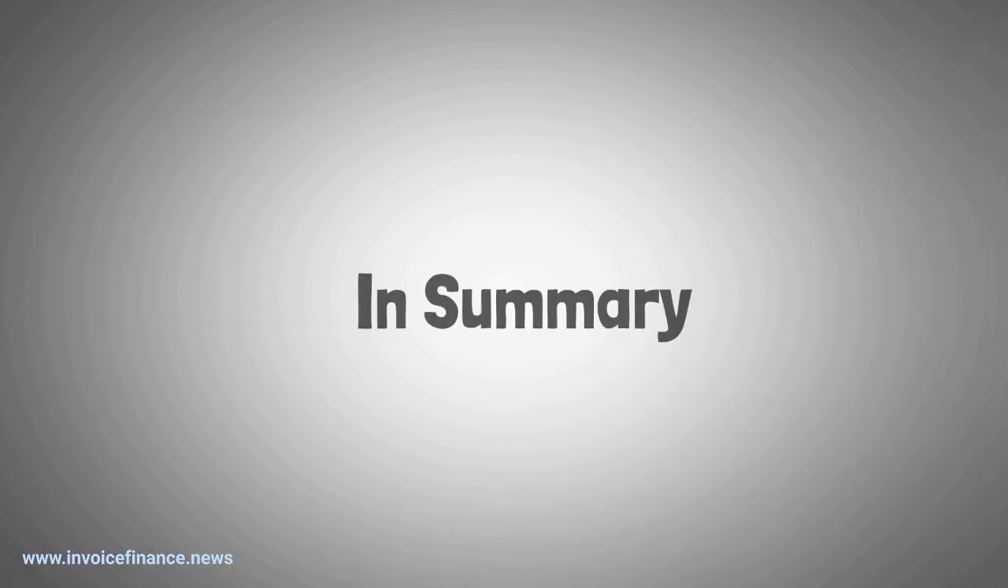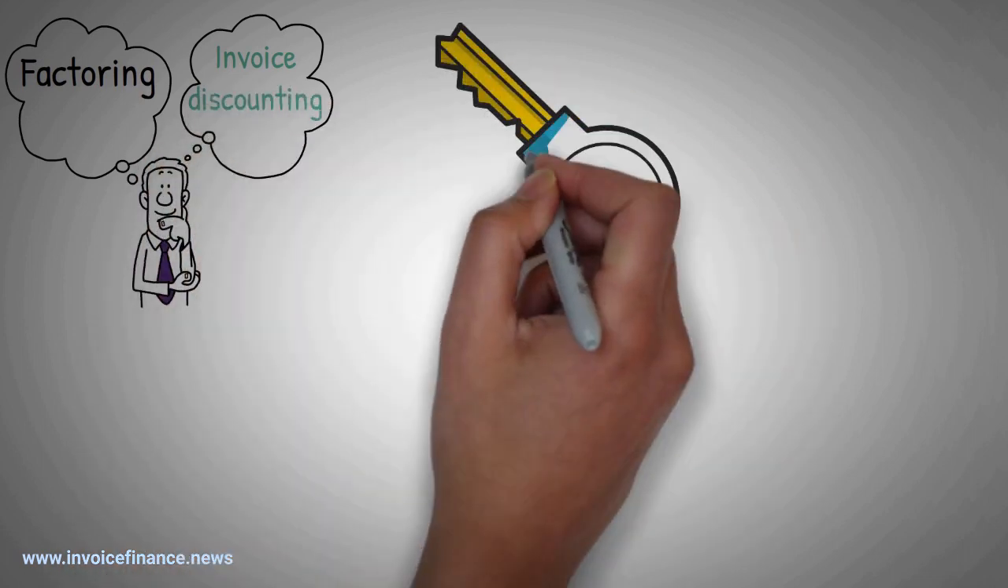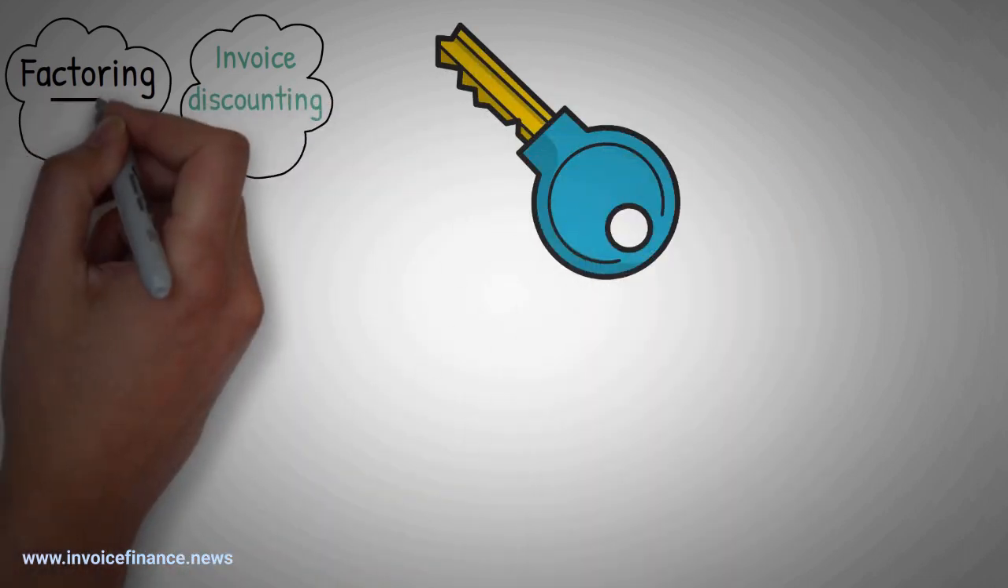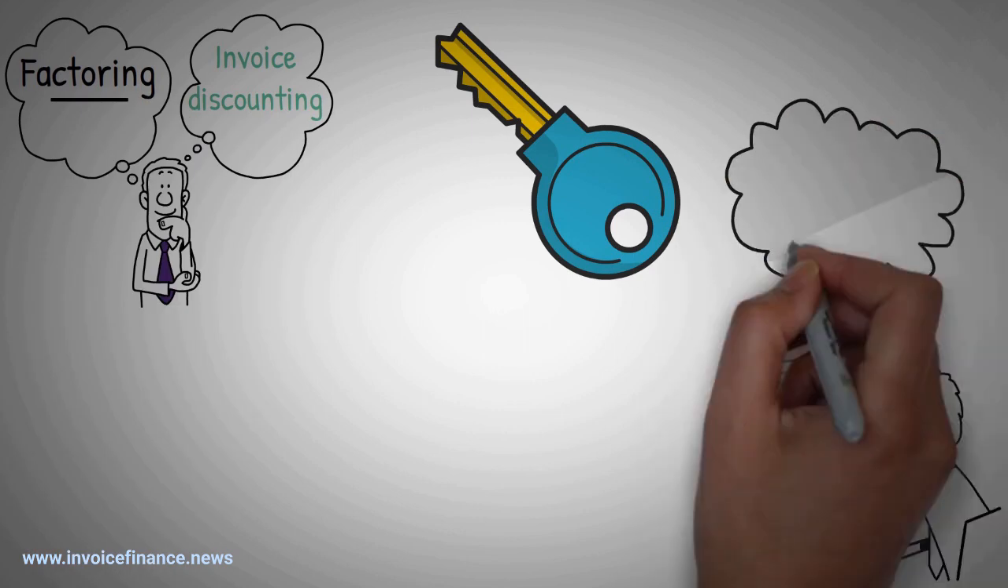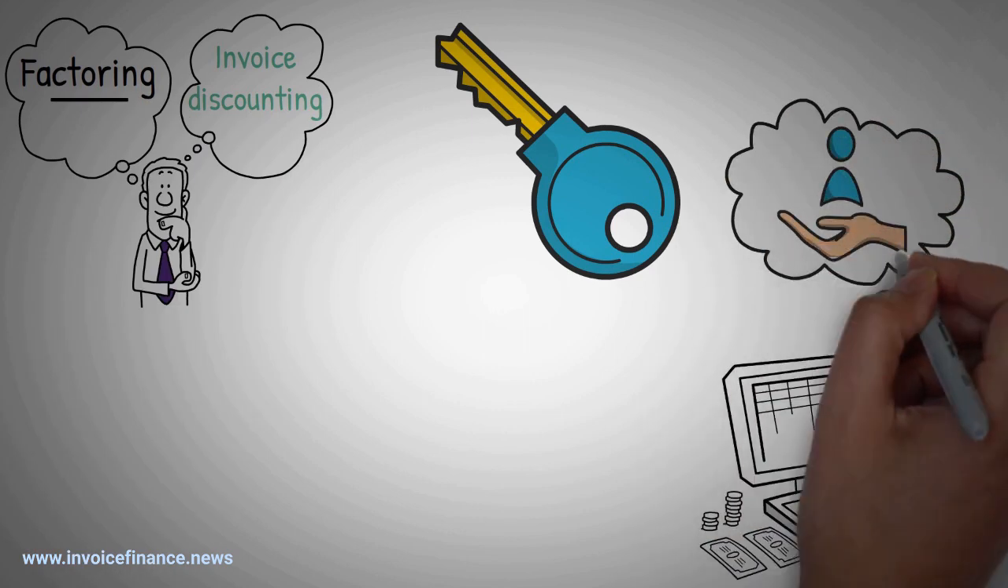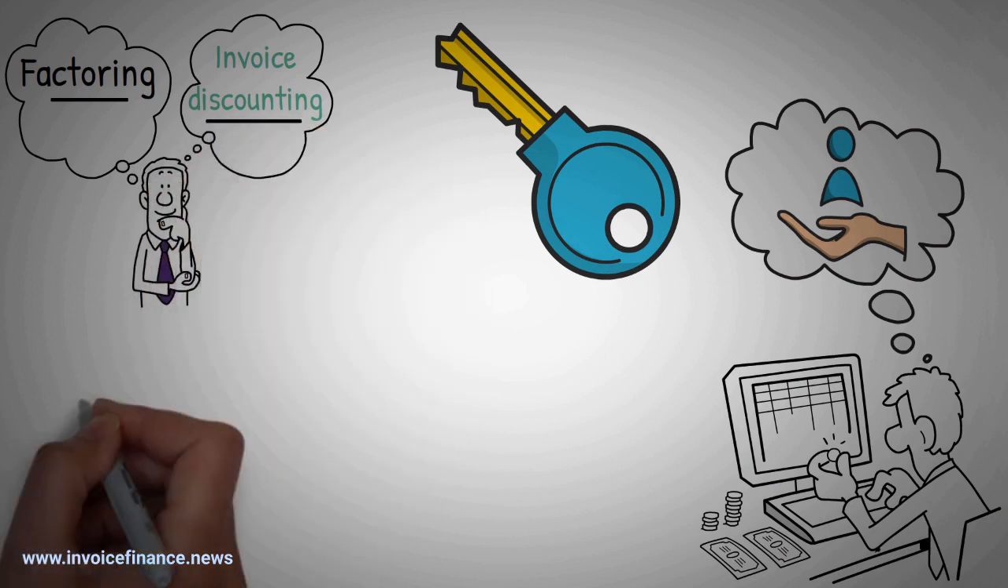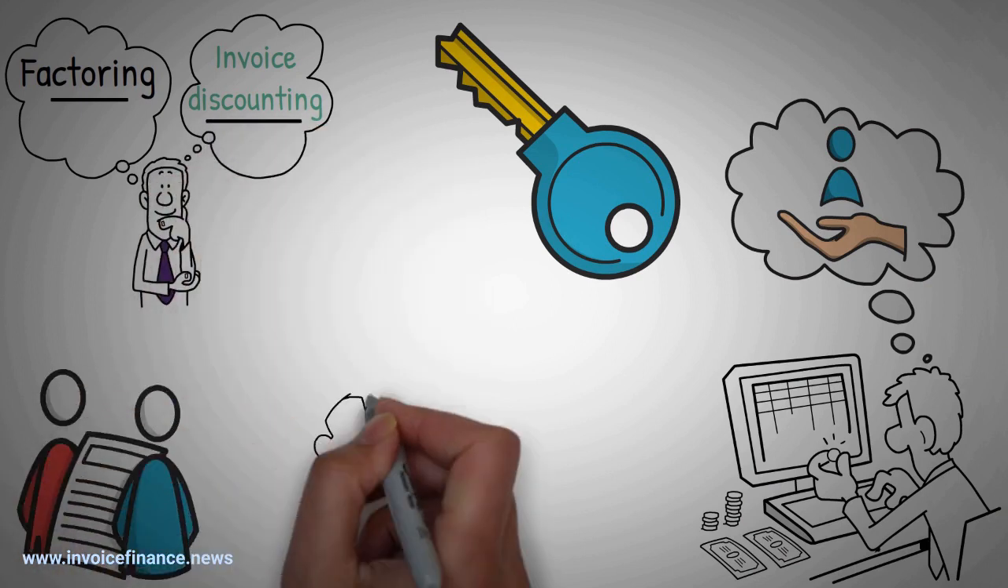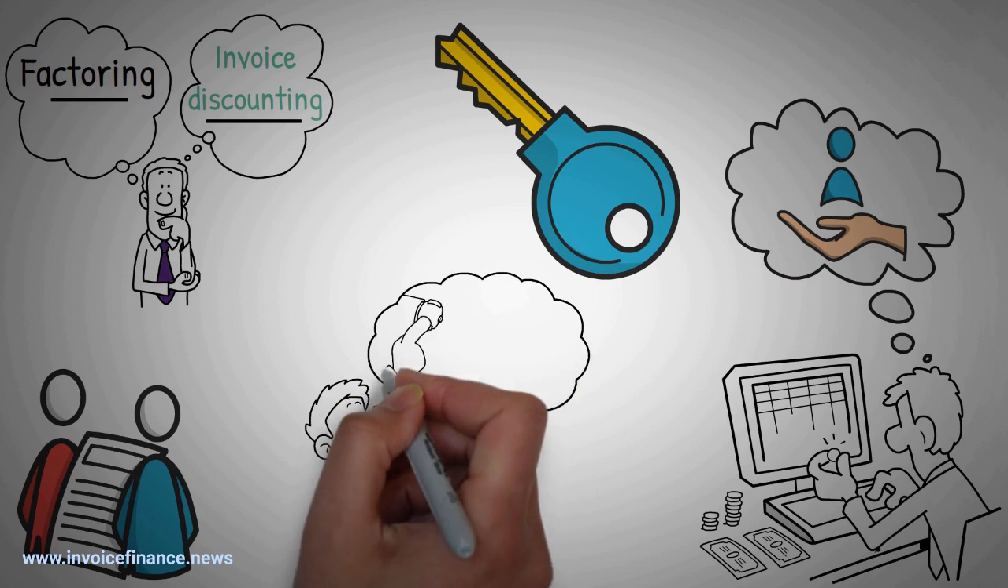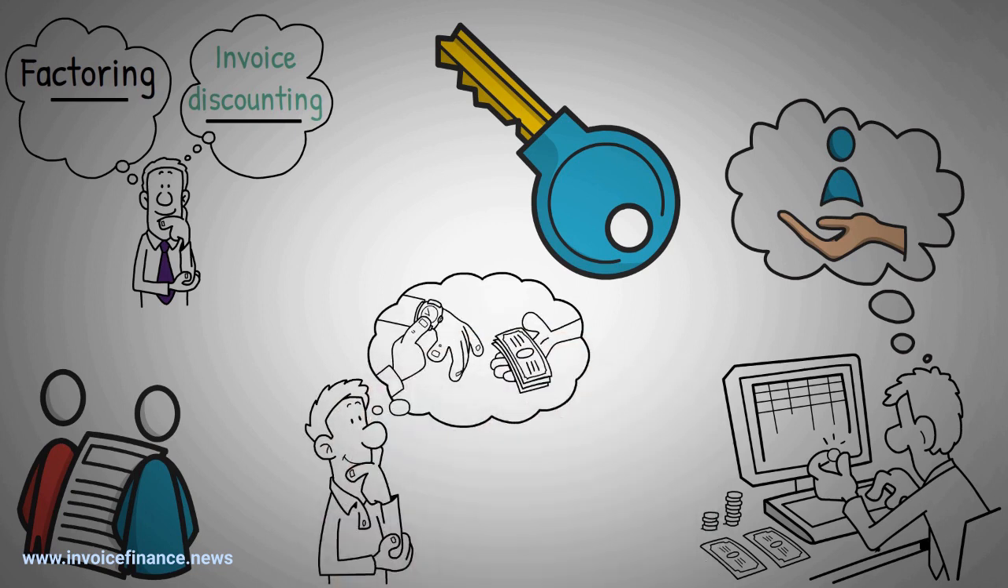In summary, invoice financing can be considered to consist of two categories: factoring and invoice discounting. The one key difference between these two categories is that in factoring, the money from the invoices is paid directly into the account of the invoice financier. In invoice discounting, the money is paid into a joint trust account. Also, it is the seller that does credit control in invoice discounting.